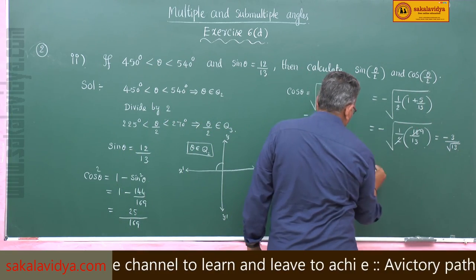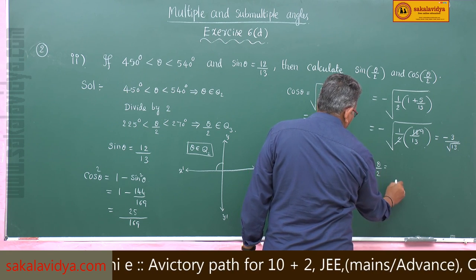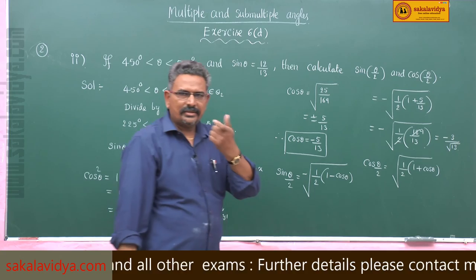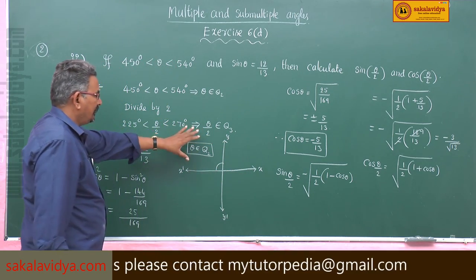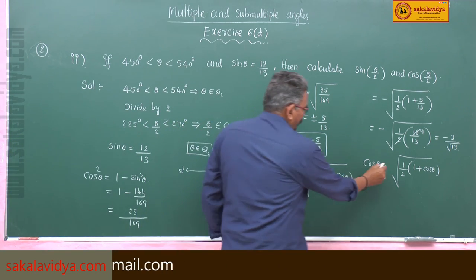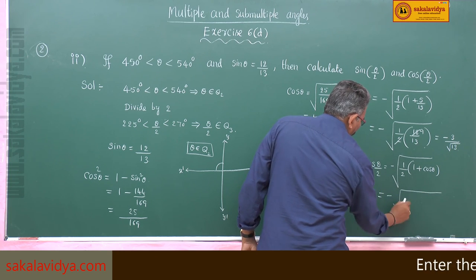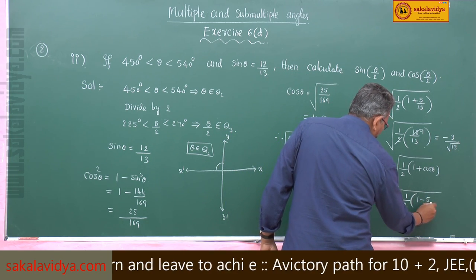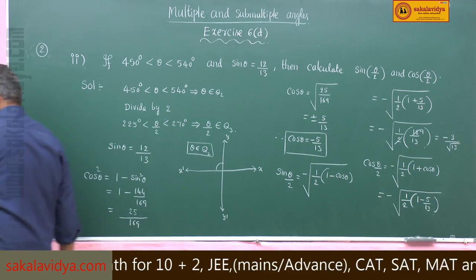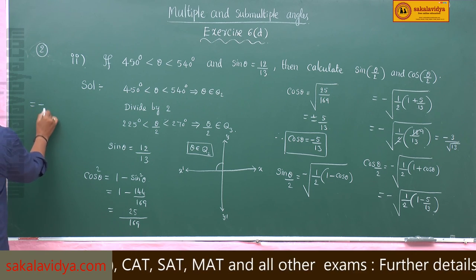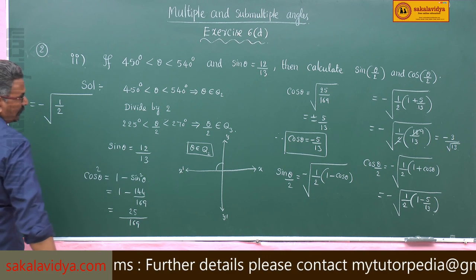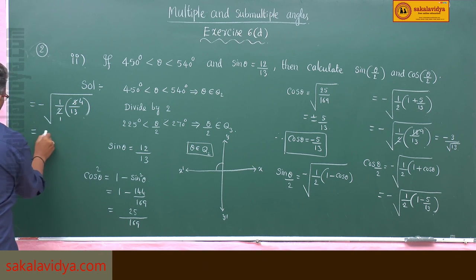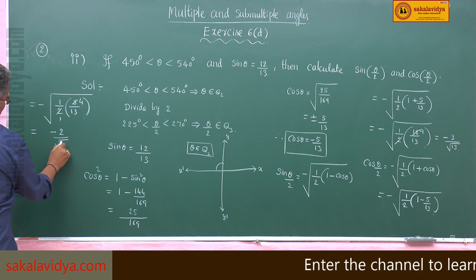Let us come to cos theta by 2. Cos theta by 2 will be root of half multiplied by 1 plus cos theta, but we have to select the plus or minus sign. As theta by 2 lies in the third quadrant, where cos is also negative, we have to take minus here. So minus root of half multiplied by 1 plus cos theta, which is 1 minus 5 by 13. So now this is equal to minus root of half into 13 minus 5, that is 8 by 13. Half of 8 is 4, and square root of 4 is 2. So minus 2, and square root of 13 is root 13. So minus 2 by root 13.